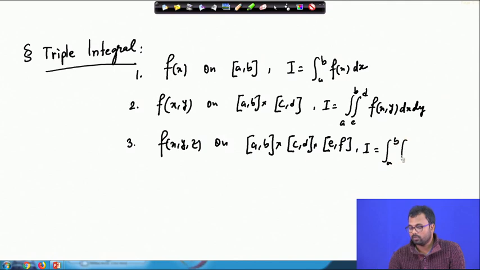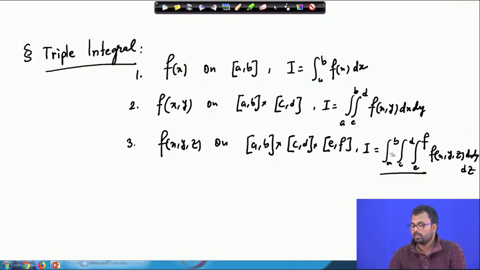We write it in this fashion: the integral of f(x, y, z) dx dy dz. The name triple integral comes from the fact that we have used three integral symbols. Sometimes people also prefer to call it a volume integral, which is also fine. And this dx dy dz is basically the volume element. How we evaluate the triple integral we will see in a minute.